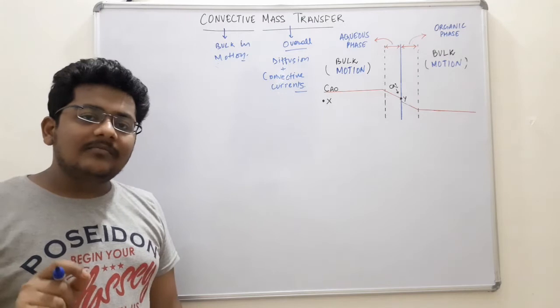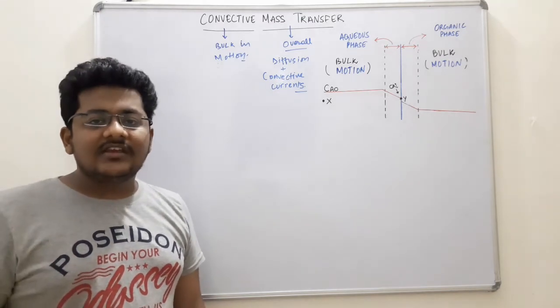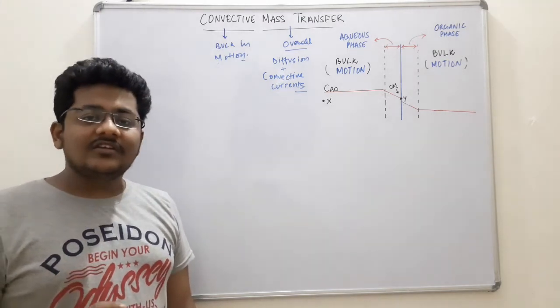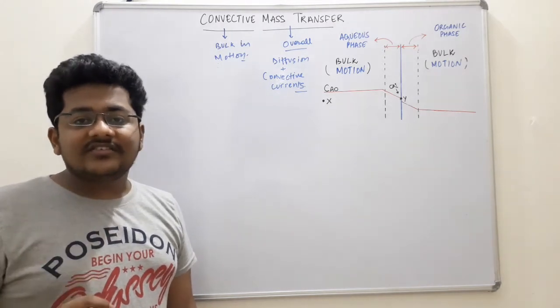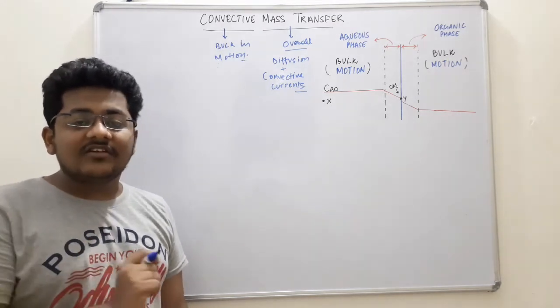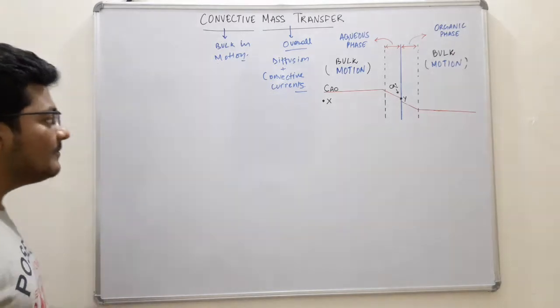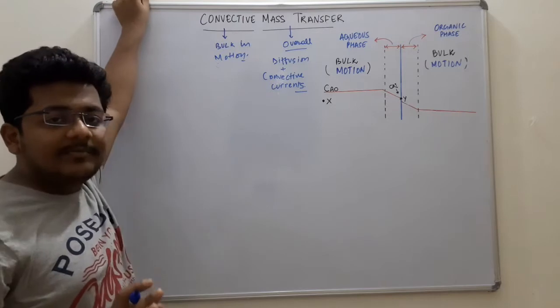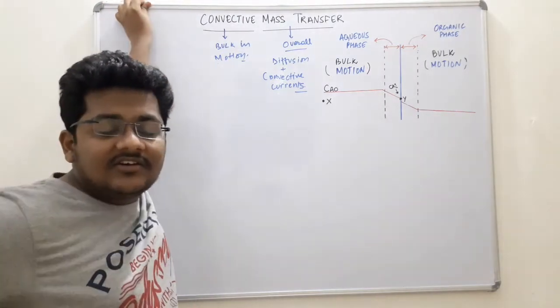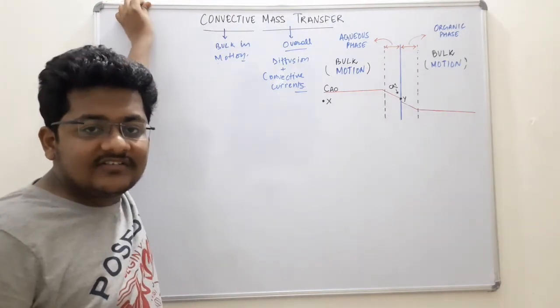And if you remember, in the video about diffusivity, in the video about Fick's law of diffusion, we derived the formula for rate of mass transfer. Okay, in the same way we are also going to derive a formula here. So we studied that the rate of mass transfer is directly proportional to the area and the concentration gradient in the case of Fick's law of diffusion.